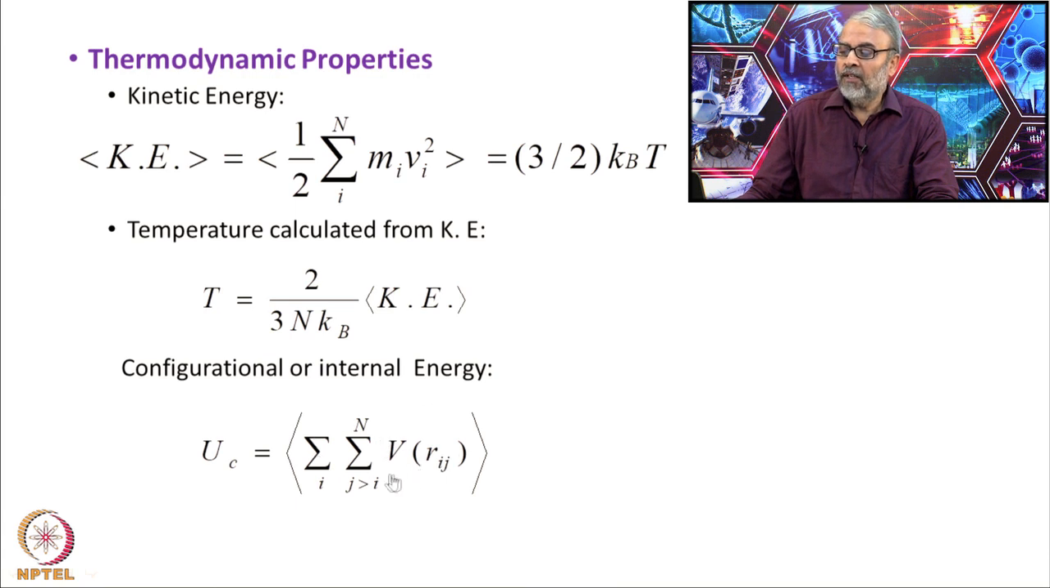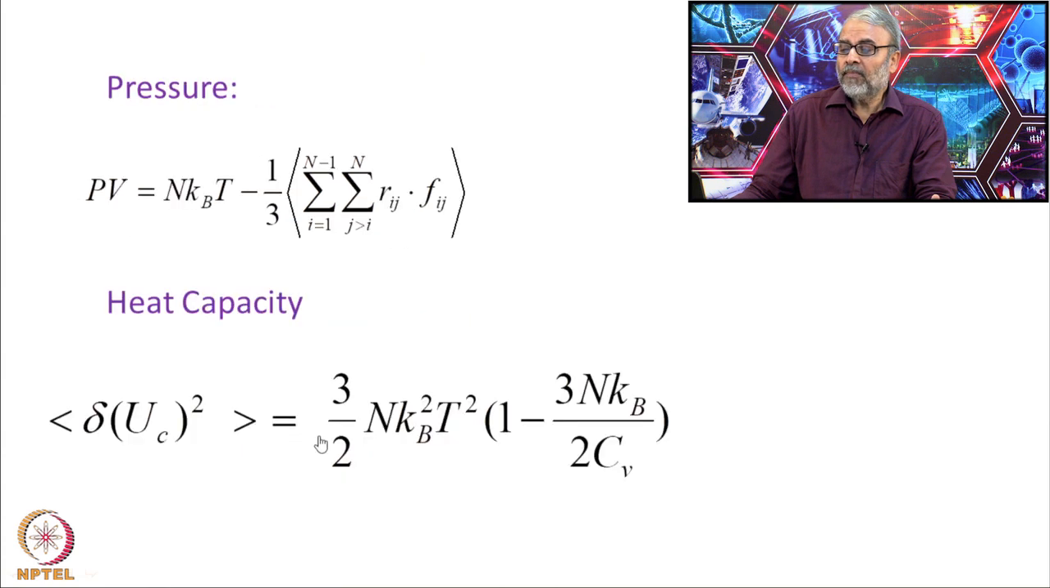calculate the average interaction energy over the entire trajectory, then it gives me what is called the configuration energy, or it is nothing but the internal energy. So, internal energy is an average of all the interactive forces. For an ideal gas, this internal energy is 0. So, this is really your thermodynamic energy.